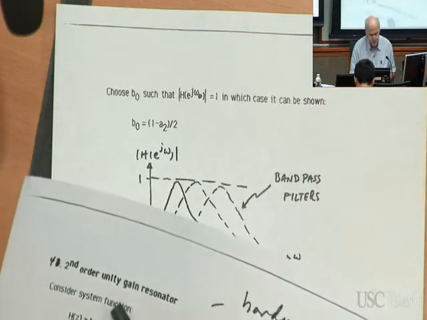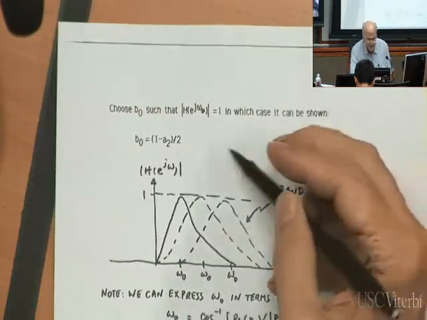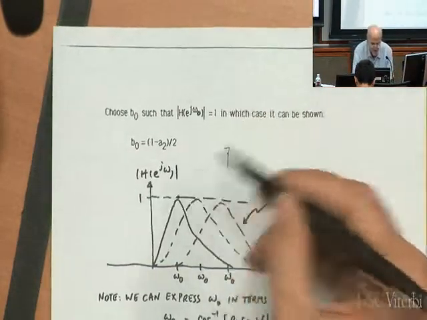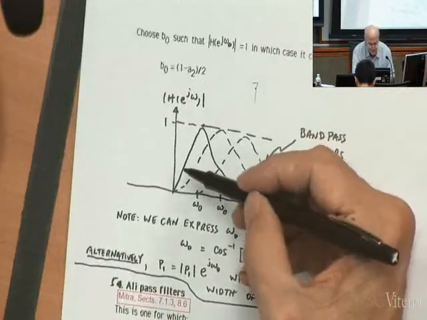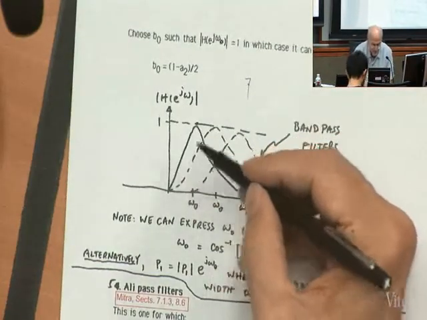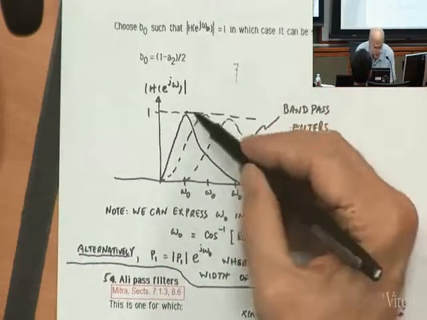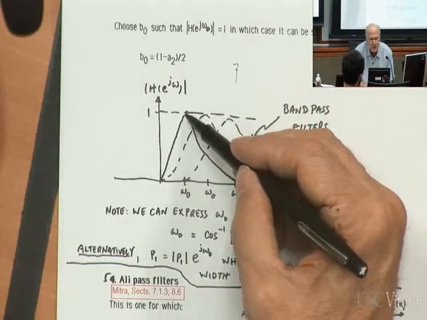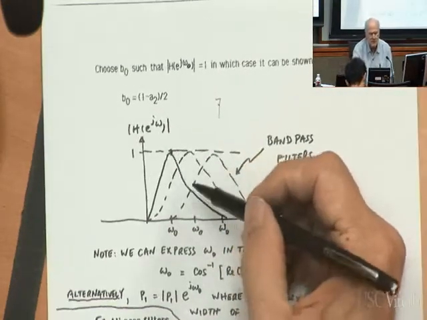That's why these are called second-order unity gain resonators. They're basically bandpass filters with max values of 1. So if you have an input which has some energy across frequency here, it will accentuate or enhance any signal components at this particular frequency.